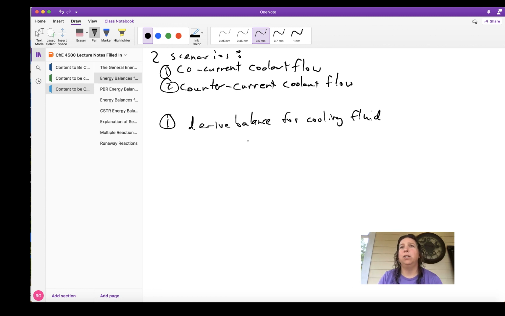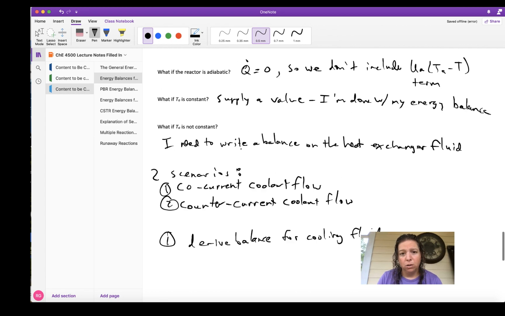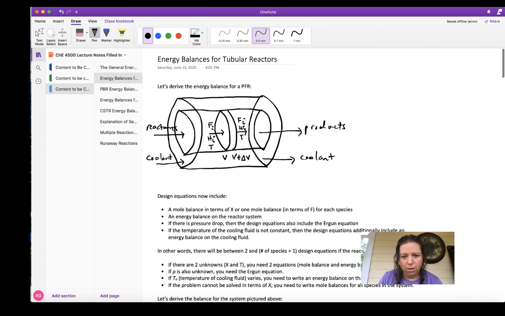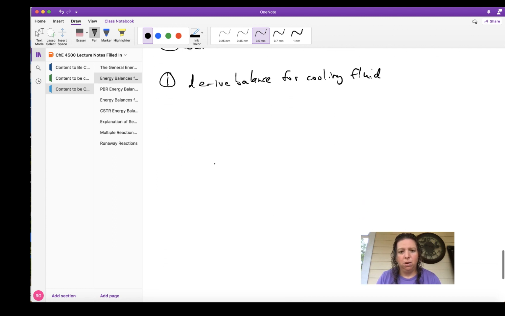This is what we're going to use to account for the fact that the temperature of the cooling fluid is not constant over the volume of the PFR. So if we go back to our system here, the cooling fluid, we're going to derive a balance as a function of V down the reactor. And we already know what that balance is going to look like. The cooling fluid is going to be exchanging heat with the contents of the reactor pursuant to an overall heat transfer coefficient times an area times a temperature difference. So we can go ahead and just write that down, similar to how we wrote the balance for the reactor contents. And you'll see that this is going to look a lot the same.